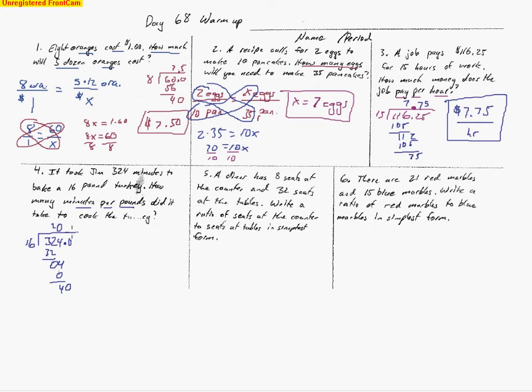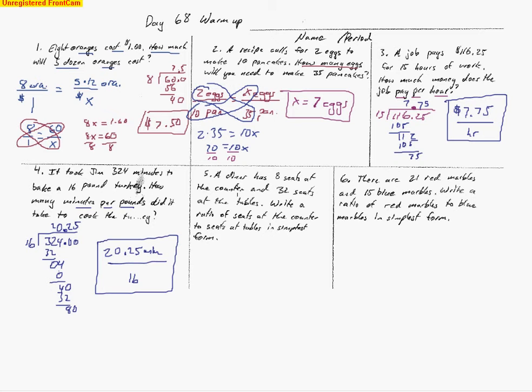16 into 40 goes another 2 times, with 8 left over. Add a 0, bring it down. 16 into 80 goes 5 times evenly. Make sure you bring that decimal point straight up and write down the units. 20.25 minutes per pound. Use LB for the units for pound, so minutes per pound.